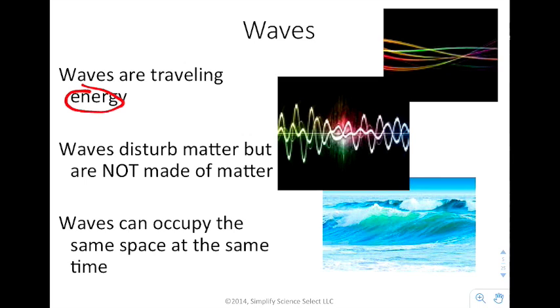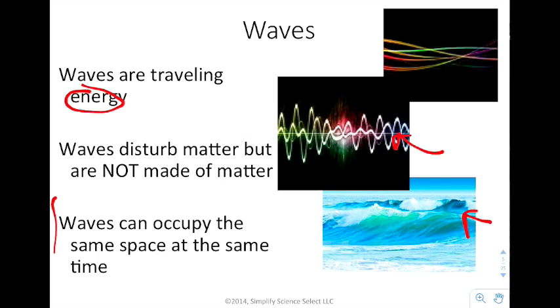A lot of people think of waves as, oh, look, it's an ocean wave. Well, the wave is traveling in the water, or the wave is traveling in the air. But it's a displacement of matter, but it's not matter itself. So this wave can exist independently of the water. So you can take a water wave out of the water. Waves are traveling disturbances of energy, not matter.